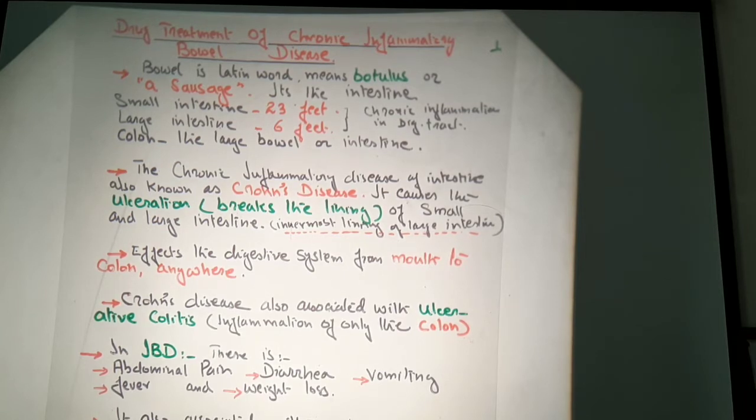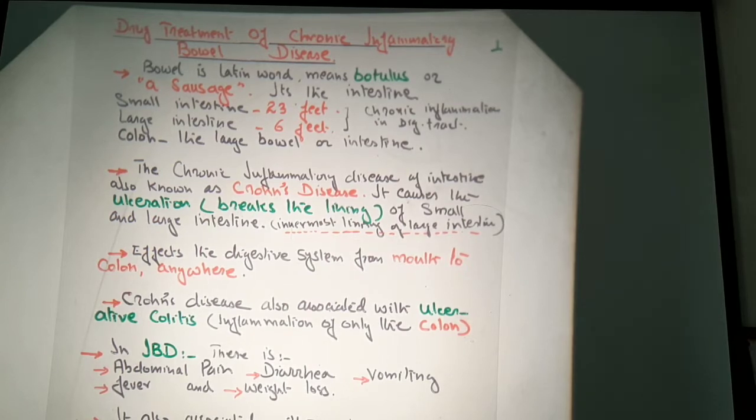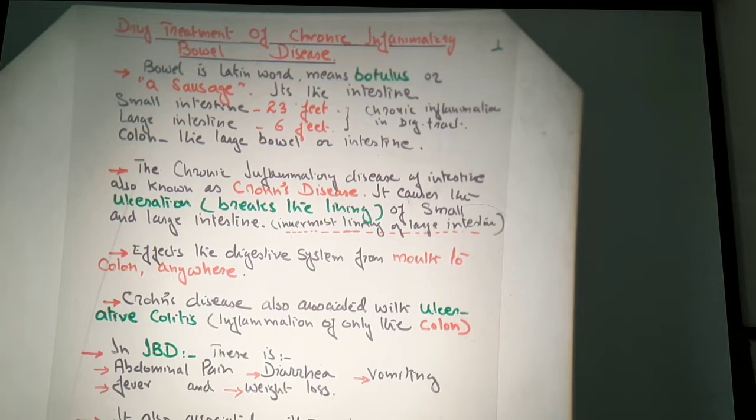It is the intestine, having the small intestine and large intestine according to their length. Now, this is the chronic inflammation in the digestive tract. Particularly, it occurs in the intestine, that is in the small as well as in the large intestine. The colon is the most affected site for this disease condition. Colon is the large bowel or intestine.